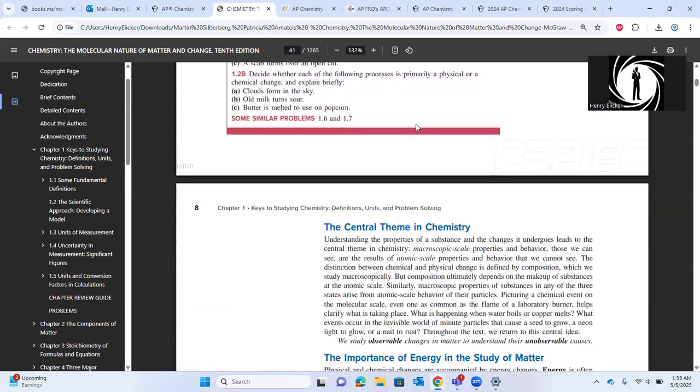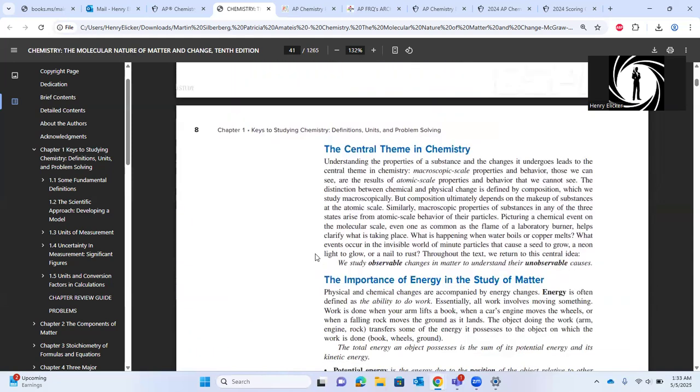All right. So what's the central theme in chemistry? It's just understanding, well, ultimately we're big humans and we see these changes, but we don't see them on the molecular scale. So the whole point is we need to make tests so we can do that.